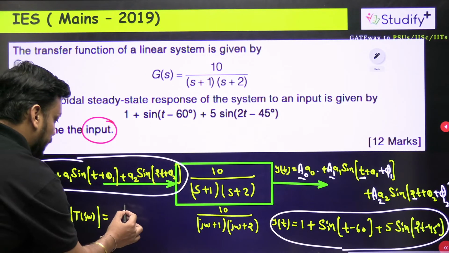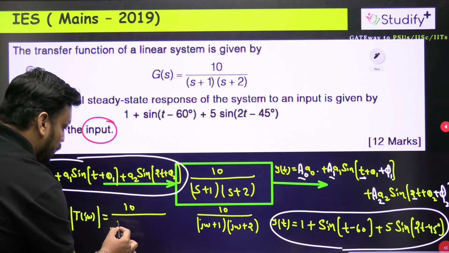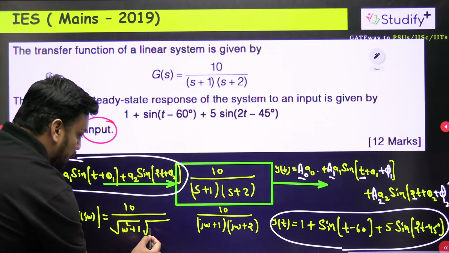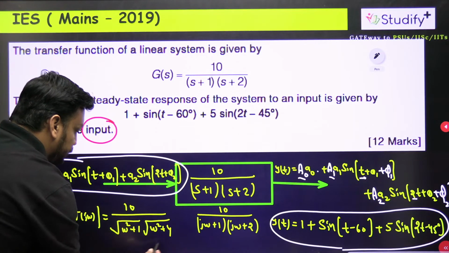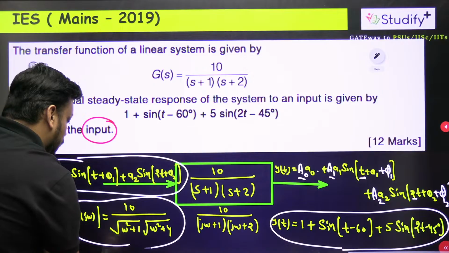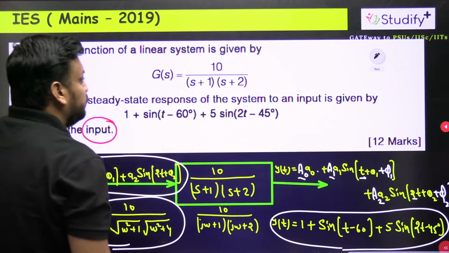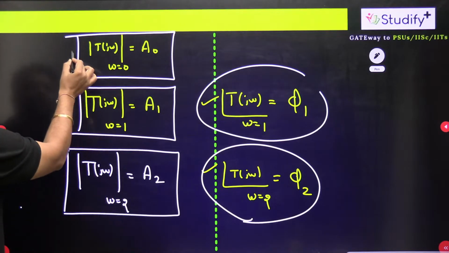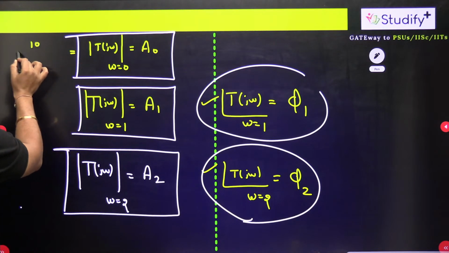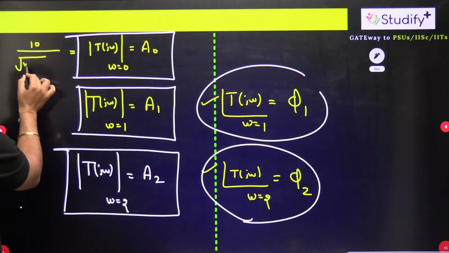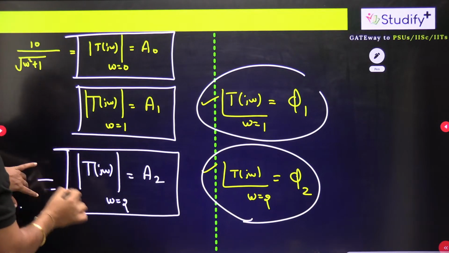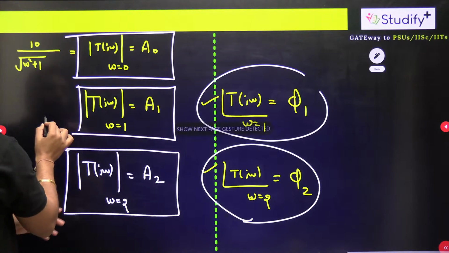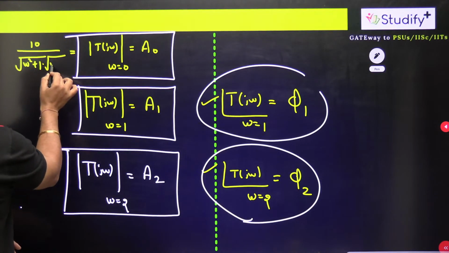Okay. The magnitude is what here? 10 upon under root of real part square, imaginary part square. Omega square plus 1, under root of omega square plus 4. So this is nothing but your final magnitude equation. Okay, sir. So if we are writing here magnitude, then tell me guys, shall we write the magnitude is nothing but 10 upon, sir, under root of omega square plus 1 dot omega square plus 4, yes or no?